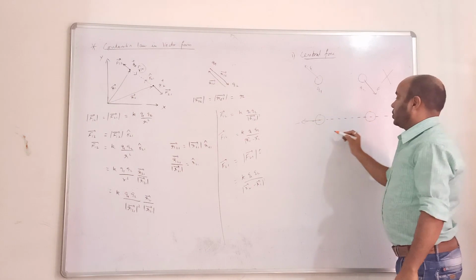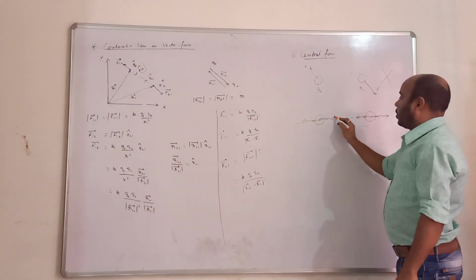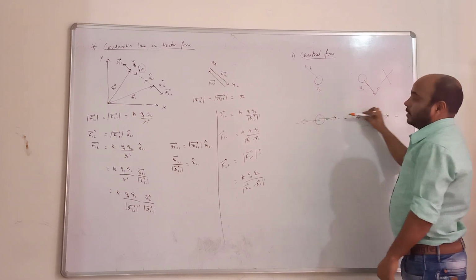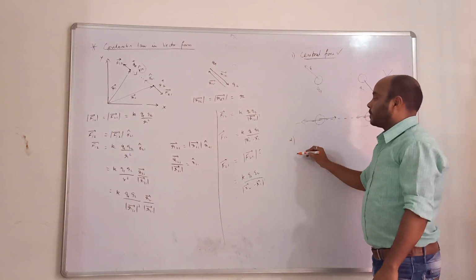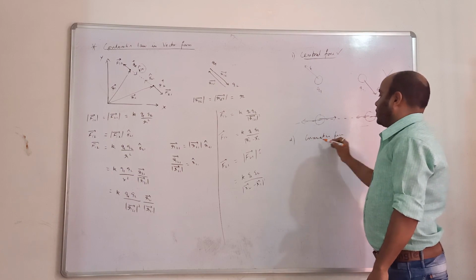That means the force will act like this, either attractive or repulsive. But whatever the force, it will act in this line, the line joining both the centers. That's why it is called central force. Next, conservative. Coulomb's force is a conservative force.